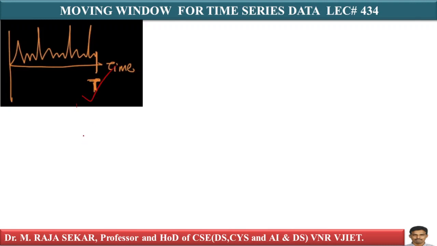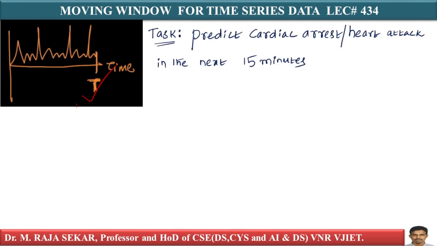At this time t, you have to determine whether a patient would get cardiac arrest in the next 15 minutes. Let's assume the task we have, just hypothetically, is to predict cardiac arrest, or I can say heart attack, in the next 15 minutes. Would the patient get a heart attack in the next 15 minutes? Let's assume that is the task we have, and this is the current time, this time t.